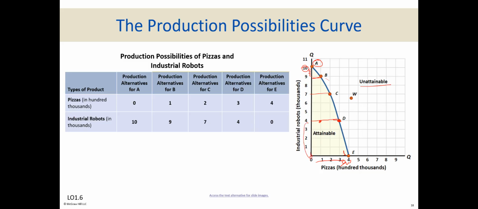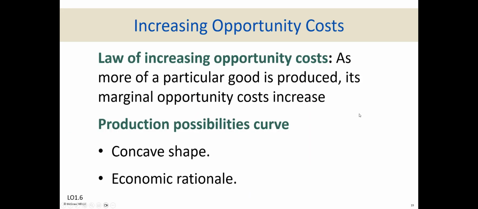You see, the most effective producers are actually going to produce pizza and they can only increase the pizza by 1 unit. So for that reason, the opportunity cost changes on the production possibilities frontier. That's why it's bowed in shape. It's not a straight line. So the law of increasing opportunity cost: as more of a particular good is produced, its marginal opportunity cost increases. And for that reason, the production possibilities curve is a concave shape. And the reason is the economic rationale that I explained.